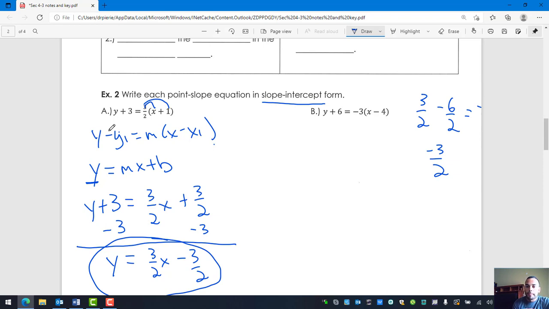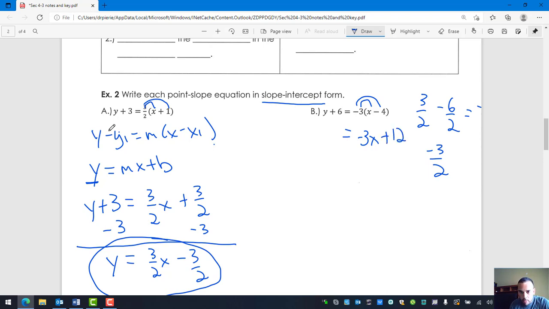We'll do one more. Okay. So I got y plus 6 is equal to -3 times x minus 4. I want to put it in slope-intercept form. I want it in the format y is equal to mx plus b. Same exact idea. I'm going to distribute -3 to both terms. -3 times x is -3x. And be careful here, -3 times -4 is going to be positive 12.